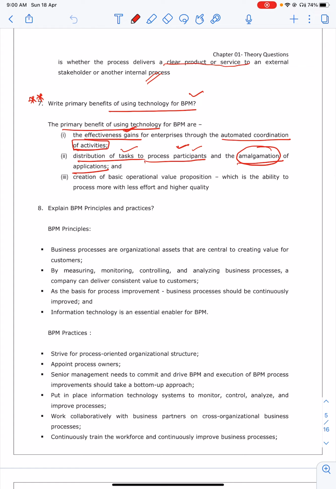So what is the first benefit? Effectiveness gains, achieved by automated coordination of activities. Second, distribution of tasks to process participants and amalgamation of applications. And lastly, creation of a basic operational proposition, which is nothing but less effort and higher quality. If I automate a particular thing, effort will be reduced and quality will be increased. So these are the three benefits of using technology for business process management.